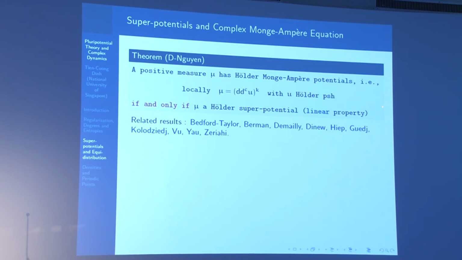And this is a linear property. This equation is not linear, but however, the property to have a Hölder Monge-Ampère potential is a linear property. Okay, this is another application of the superpotential.